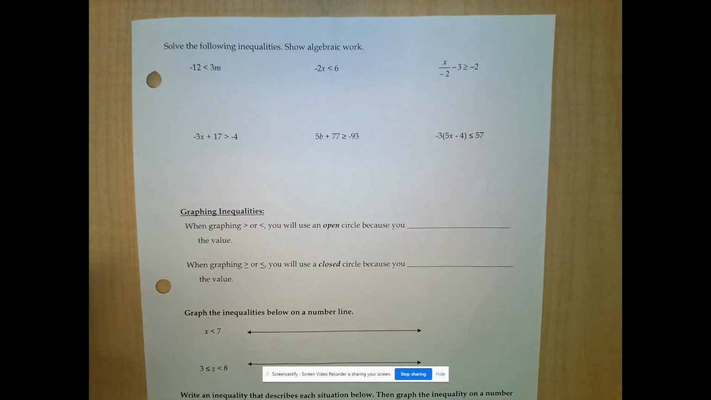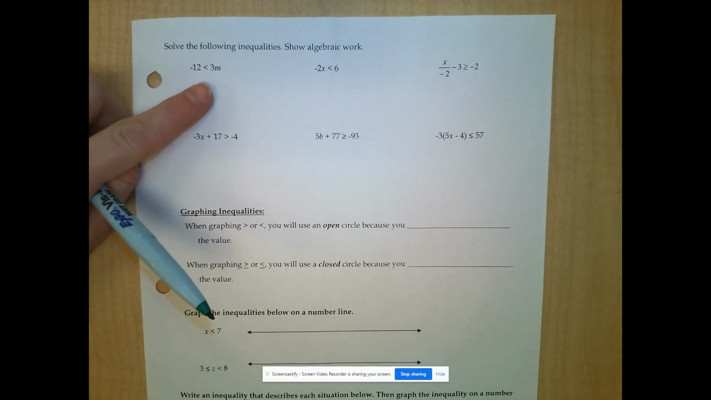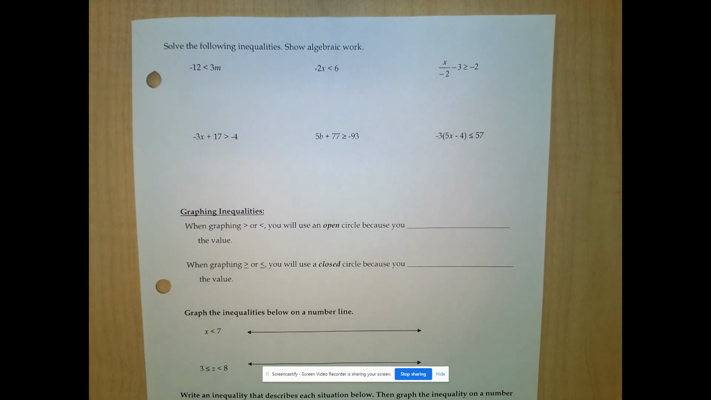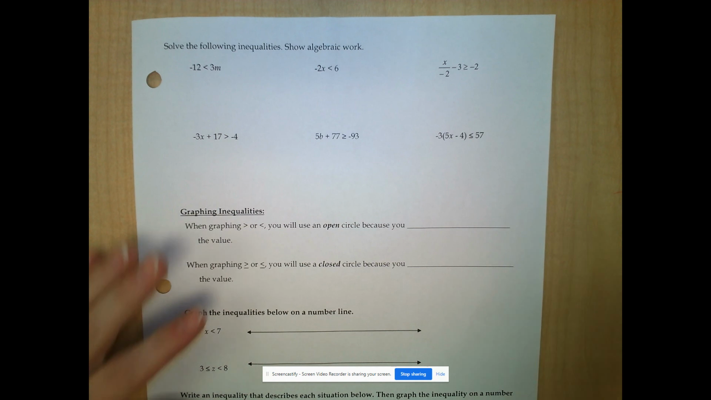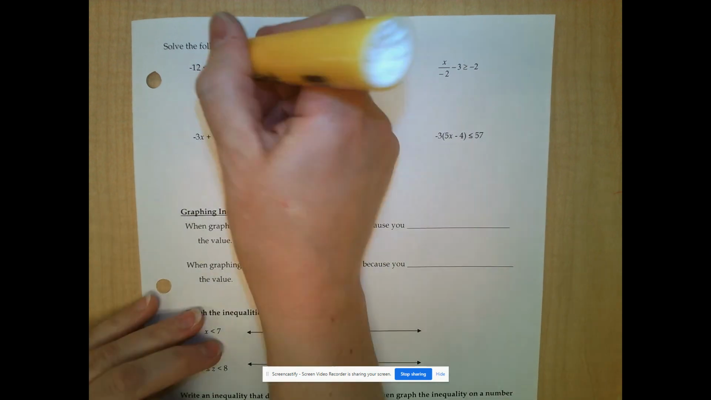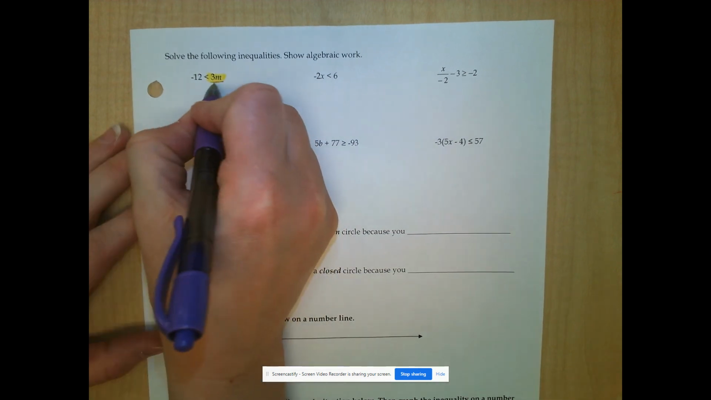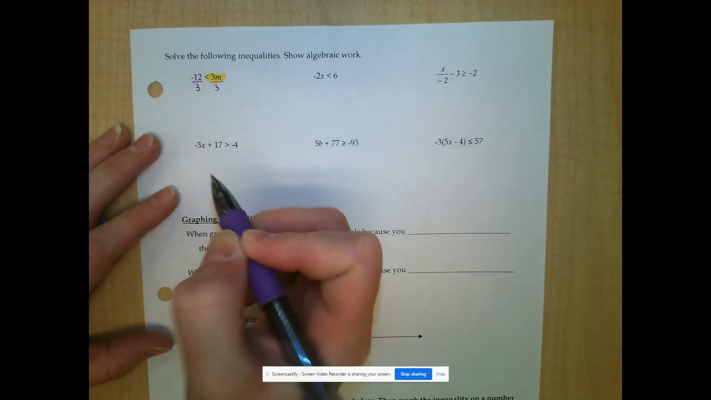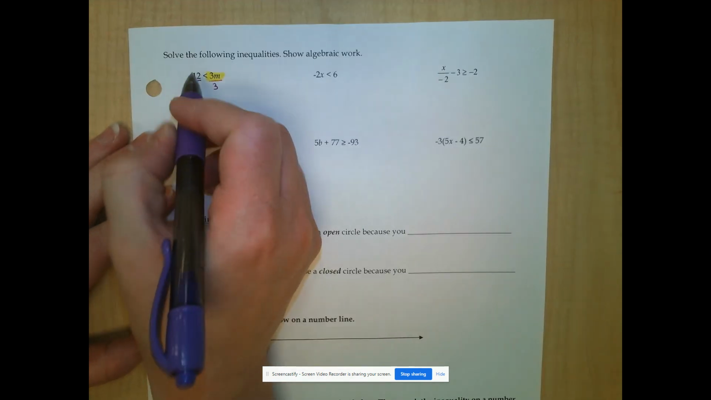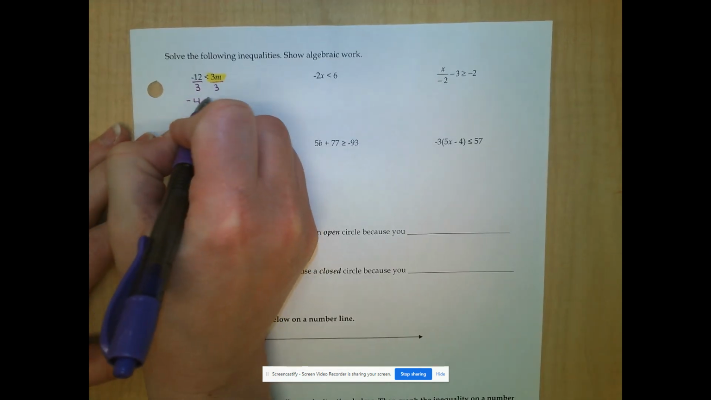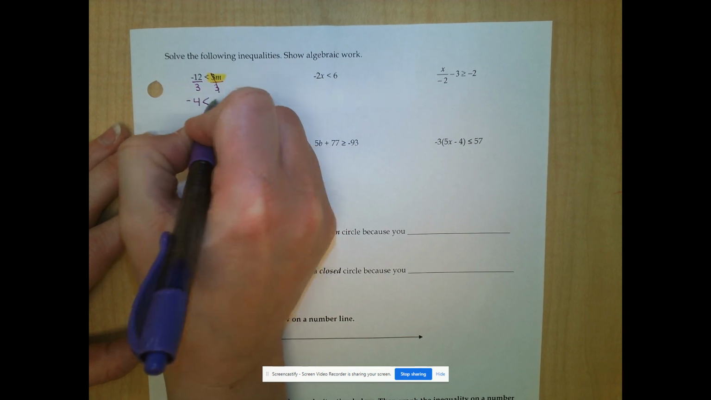So let's look at some actual inequalities that we can solve that use this. This one says negative 12 is less than 3m. We treat solving inequalities just like we treat equations. So I would look at this and say, where is the variable? It's on the right. What operation is on the right? 3m is multiplication. So I'm going to do the inverse of multiplying by 3, which would be dividing by 3 on both sides. So negative 12 divided by 3 is negative 4, less than the 3 divided by 3 leaves me with m.